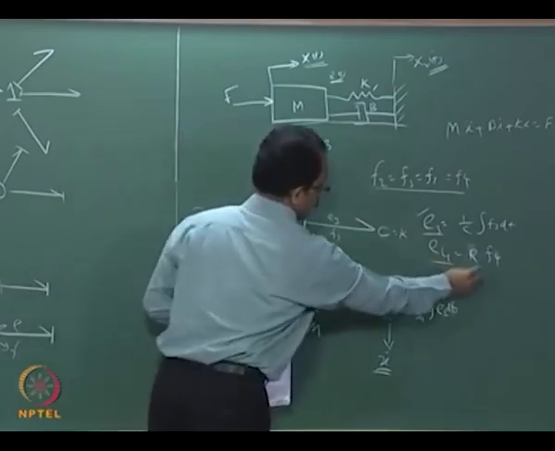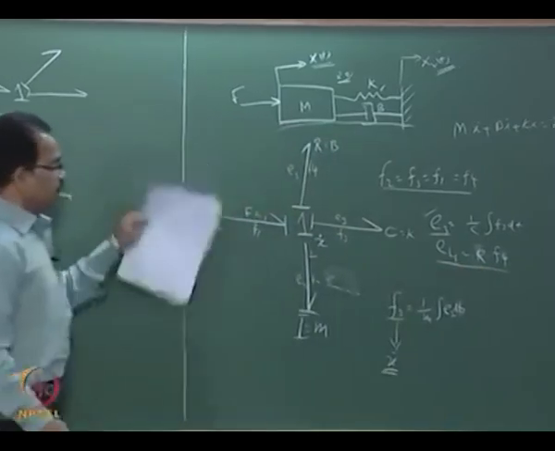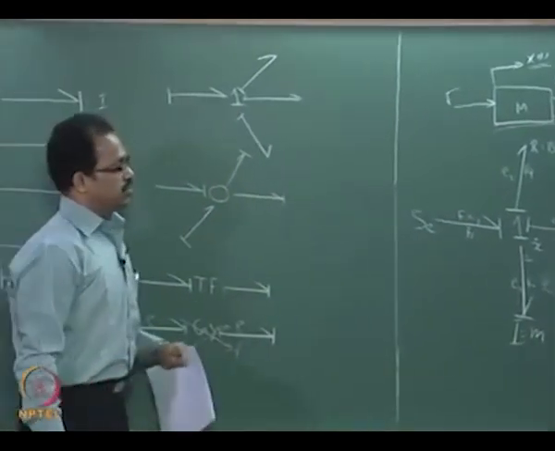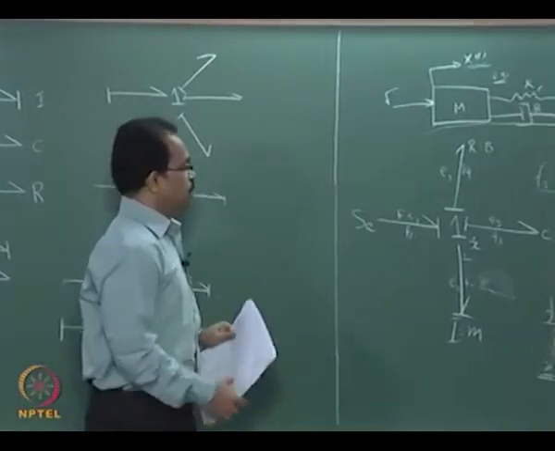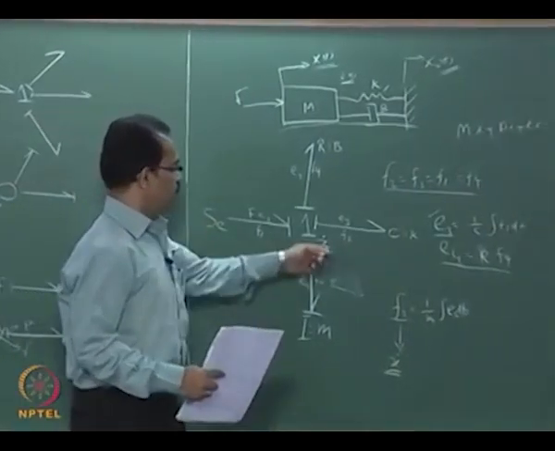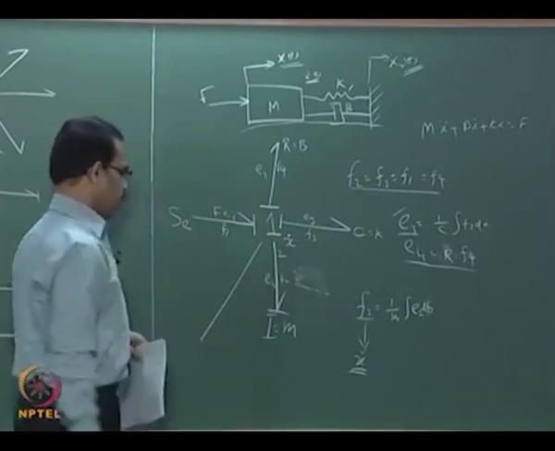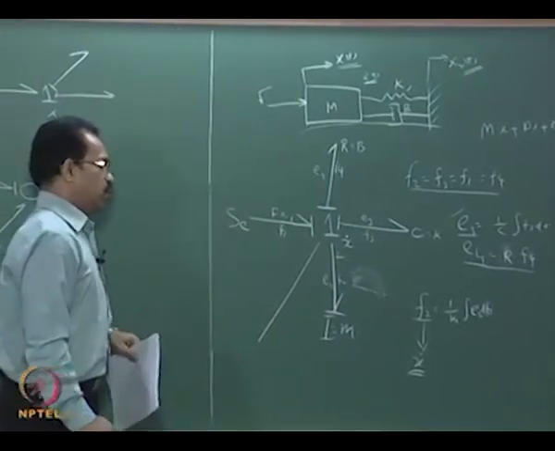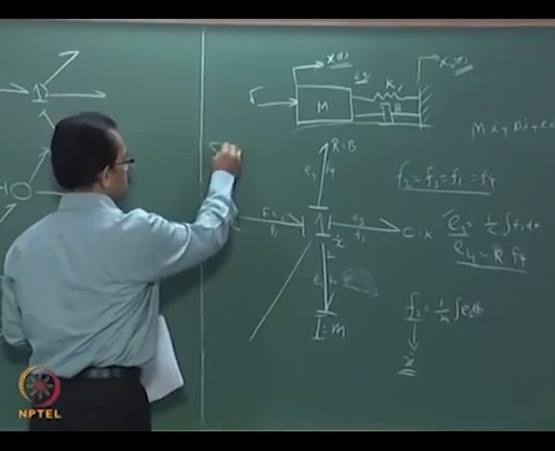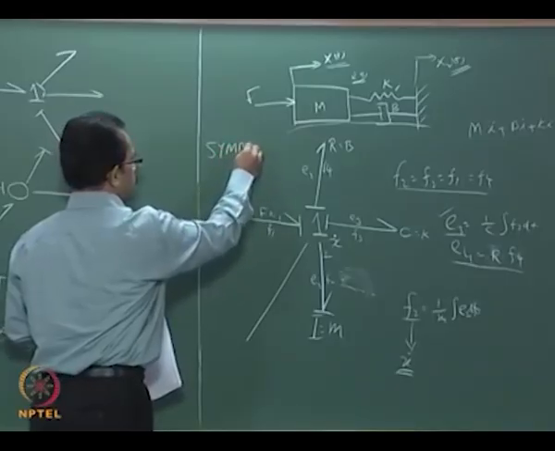Again, we are getting E4 is RF4. So all these parameters can be easily calculated using the bond graph. Our modeling is completed, and once we have this model, we can use any software for bond graph. There are a few softwares available. One is known as Symbol.